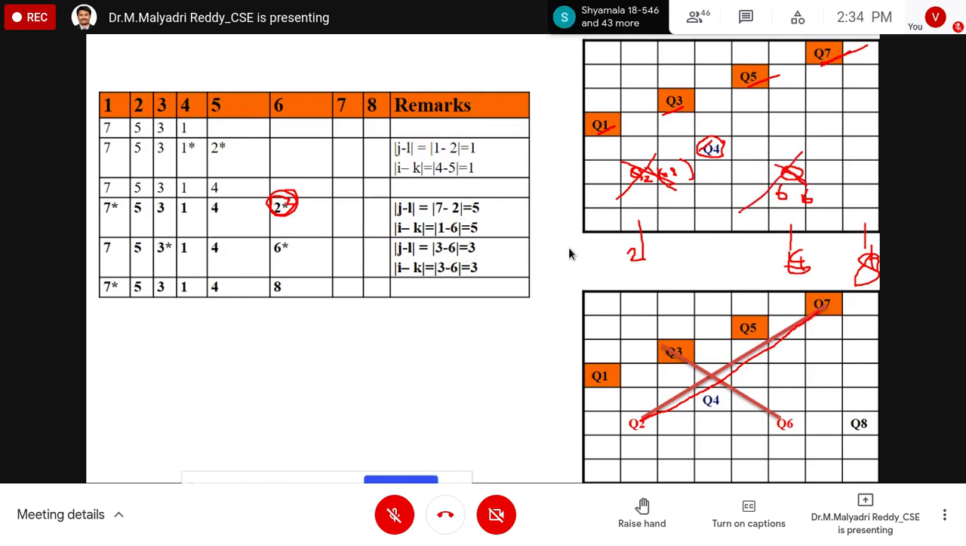Remaining place is 8. Then I place the Q8. Again, I verified with the remaining queens. There are no conflicts. That is why I placed the Q8 in this position. So the 6th tuple is placed with queen 8. What is pending? 7th and 8th I have to place.